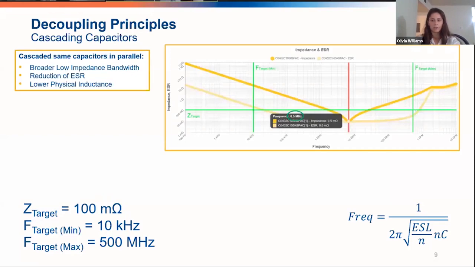Looking at this, we're going to start off with a 1 microfarad ceramic capacitor, and we see that we have an SRF of 6.5 megahertz. But our impedance isn't quite what we wanted at the upper and lower bands. You can see that we're a bit high on both ends. So we'll add another of this exact same capacitor in parallel. We're calling this cascading.